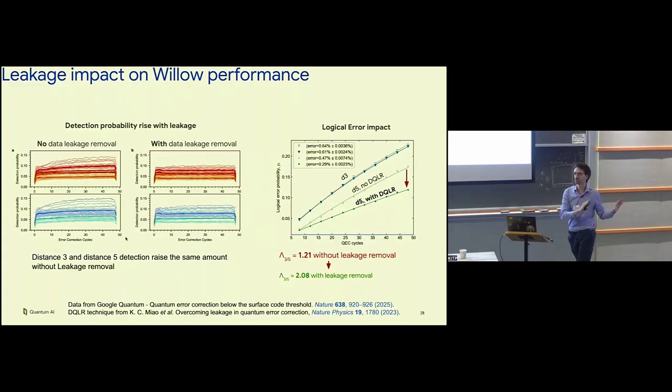But as soon as you go for larger distance, like distance 5, you start to see a pretty large gap between using or not using this leakage removal technique. And actually, if you look at the number for the lambda, you move from 1.21, so barely above threshold, to something that is deep in the sub-threshold regime.